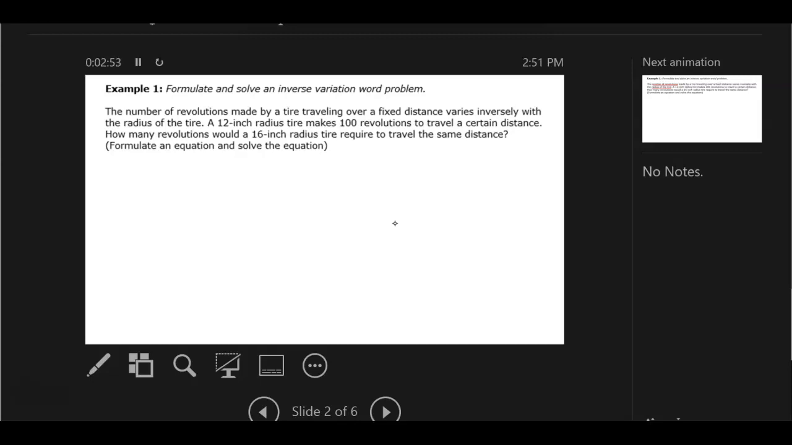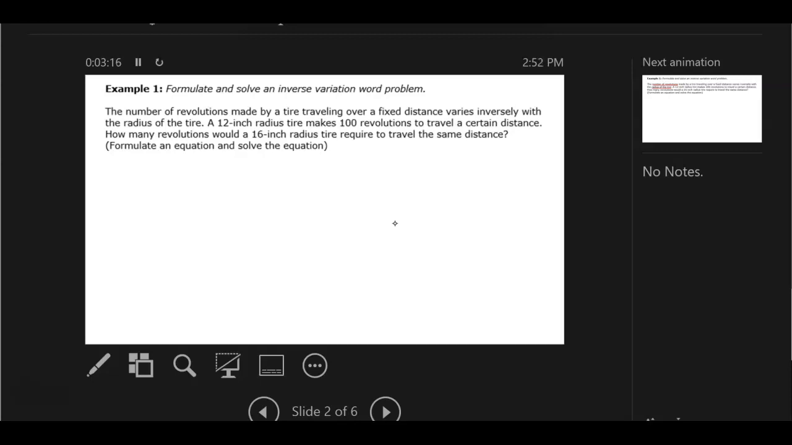Y'all know what revolutions are? It's a turn. Engines have RPMs because it's a lot of revolutions per minute. RPM. Okay, so revolutions made by a tire traveling over a fixed distance varies inversely. Let me stop there. Look right here. Varies inversely is what we're doing today.